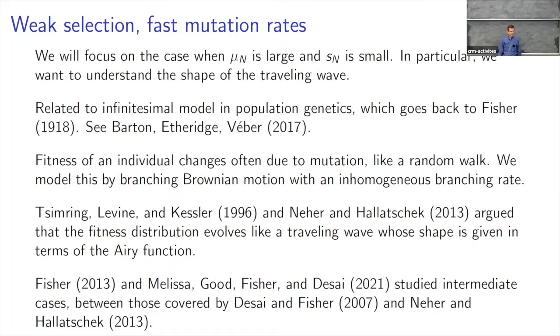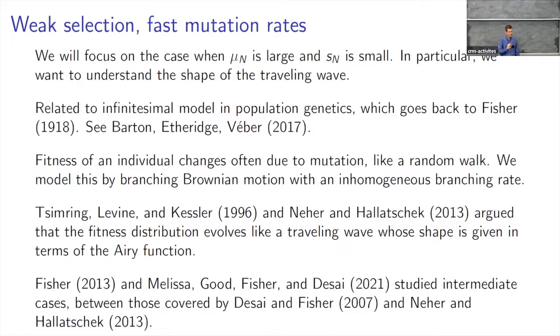Now, this idea that the individual beneficial mutations should have only a small effect on fitness is related to the so-called infinitesimal model in population genetics, which in some sense goes back more than 100 years to the work of Fisher in 1918. Barton, Etheridge, and Véber recently did some mathematical work on this process, as well as providing an extensive survey of the related biology literature.